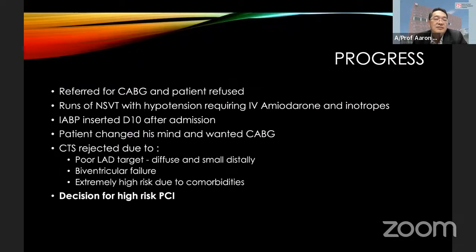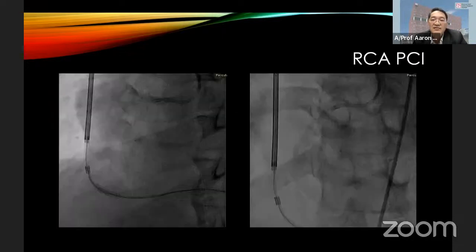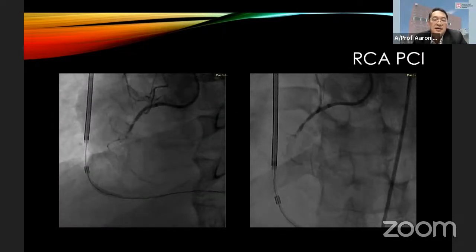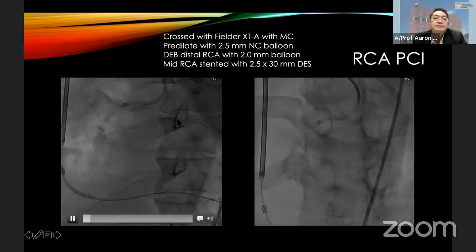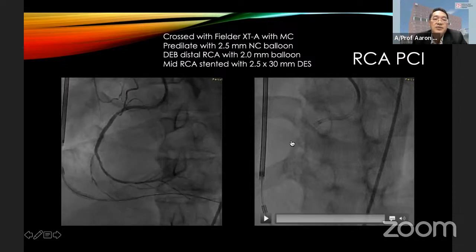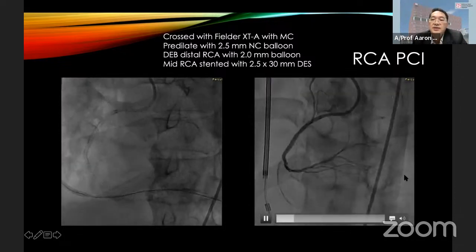So it was initially referred to surgery, the patient refused, and then some complication developed, and the patient agreed, but was then refused by the surgeon because of poor LAD target and extreme high risk. So the decision was for high risk PCI. In this case, I elected to open up the RCA first. So RCA was opened up proximally with the stent and distally with the DEB.